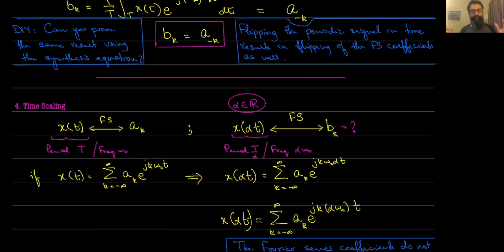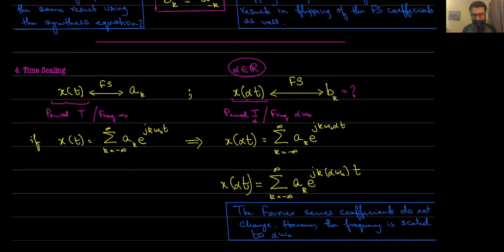If it's compressed, that corresponds to the case when alpha is greater than one, and because of that the period reduces, and it makes perfect sense that this should be T by alpha. Okay. And the frequency scales up. The time period scales down, the frequency scales up, right? And vice versa if alpha is between 0 and 1. And you can see that from the proof here as well.